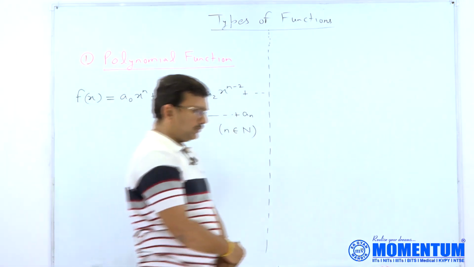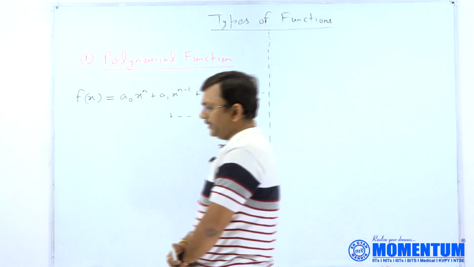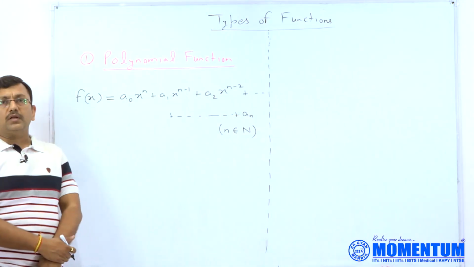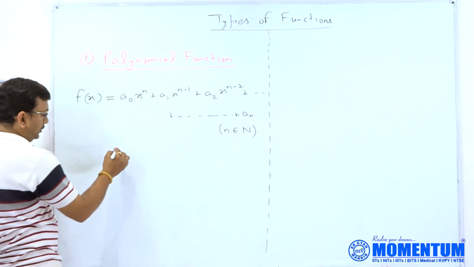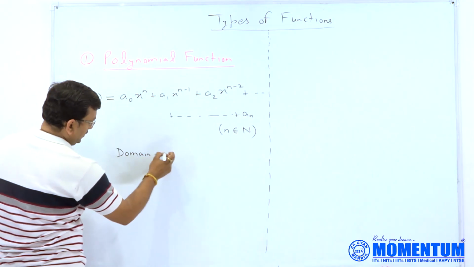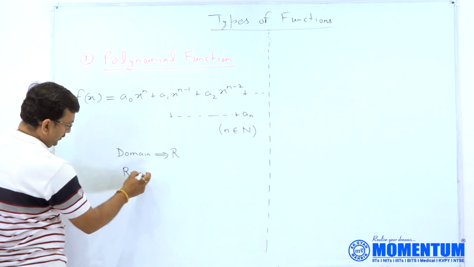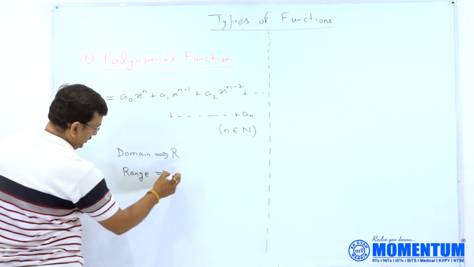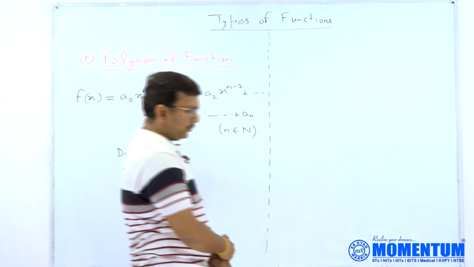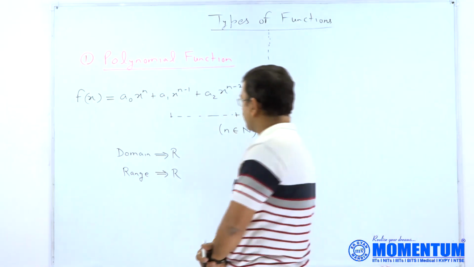Function in terms of power of x. Function having expression in terms of power of x, where all the powers are whole numbers. Domain is R, range is also R. If we are talking about standard polynomial function, domain is R, range is also R.